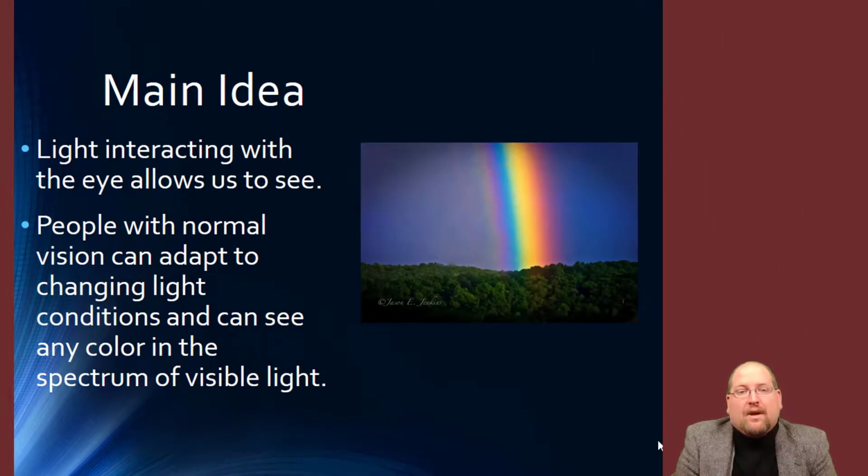So, main idea: light interacts with the eye, allowing us to see. And people with normal vision can adapt to changing light conditions and can see any color of the spectrum of visible light. So those are the two concepts we'll be looking at today: how the eye lets us see this light, and then what our eyes do with that information.